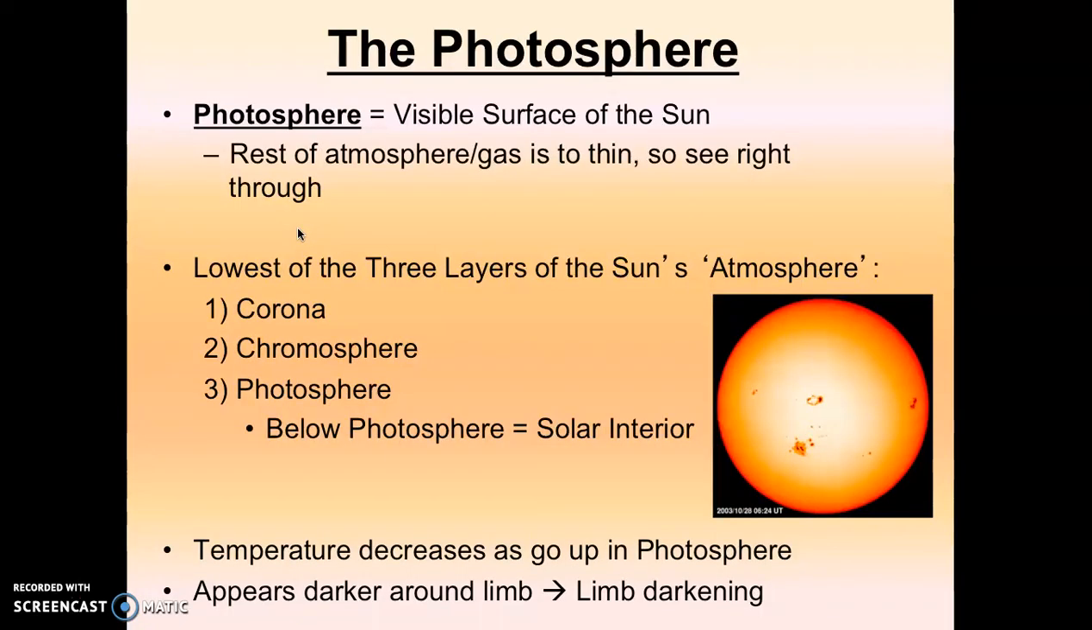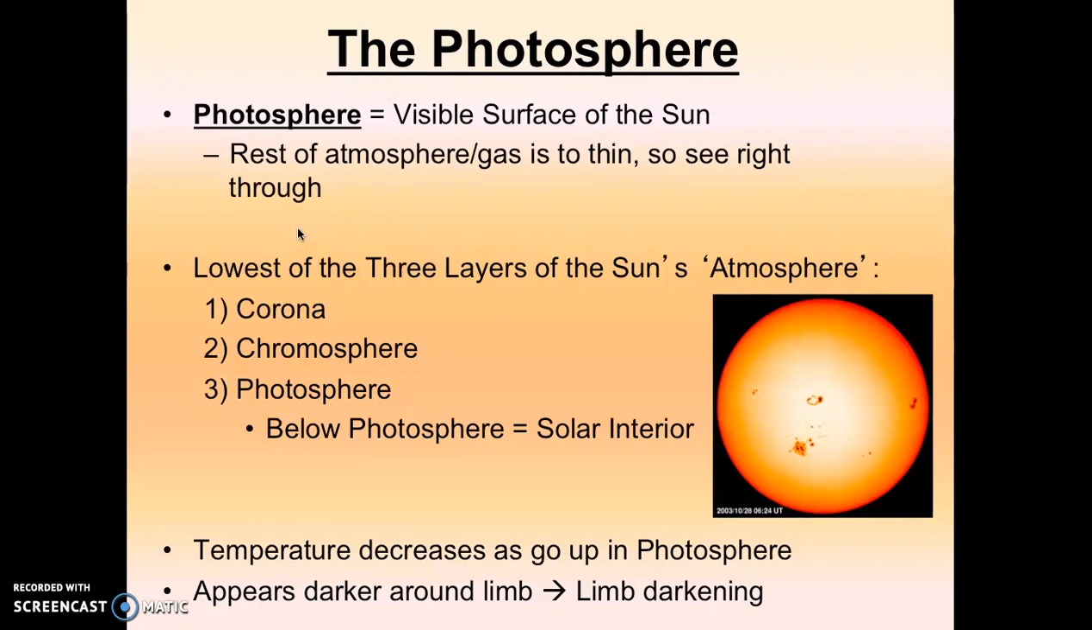So let's talk about the layers of the sun. The photosphere is the surface of the sun. Everything else is really gas and atmosphere that is really thin. So when we look at the sun, we're looking at the photosphere, that quote-unquote surface of the ball of gas. The three layers of the sun's atmosphere are the corona, the chromosphere, and then we hit the photosphere. And everything below the photosphere we call the solar interior.